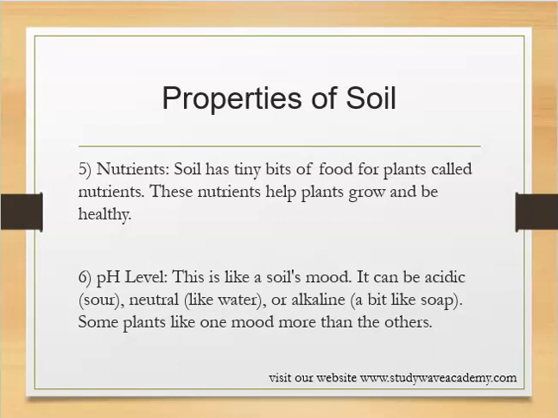We have the pH level. This is like a soil's mood. It can be acidic, sour, neutral like water, or alkaline, a bit like soap. Some plants like one mood more than the other, just like we have different types of taste in what we drink. So some plants prefer acidic, some prefer neutral, some prefer alkaline. Each plant has its own preference. Okay? Did we get that?